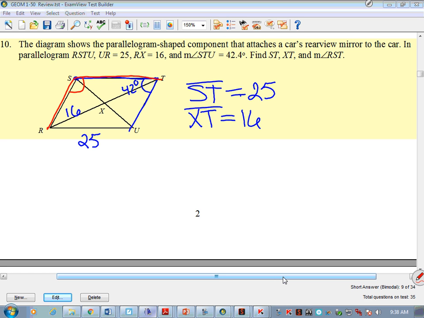All right, so what we want to do is take that 42, and I need to be more specific, it's 42.4. So we're going to take 180 minus 42.4. What is 180 minus 42.4 to find out what that remaining angle is? 137.6 degrees is the measure of angle RST. All right, hopefully we've got that down.